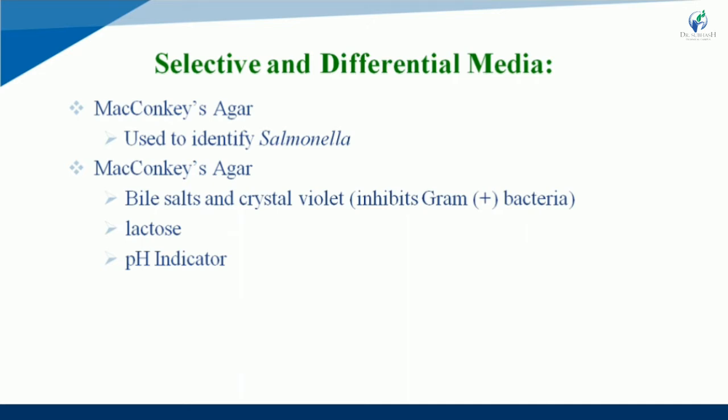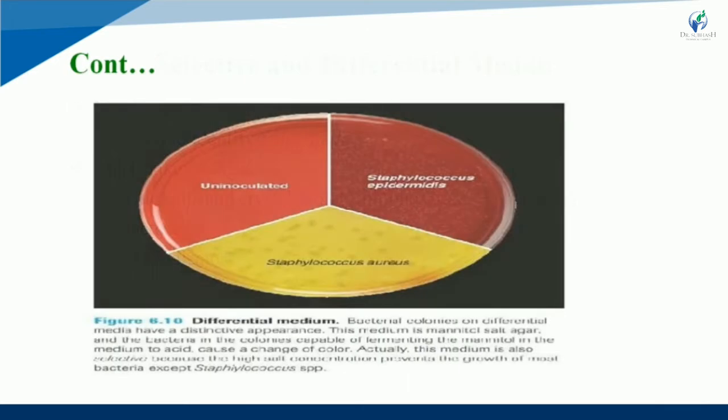MacConkey agar, which contains bile salt and crystal violet, inhibits gram-positive bacterial species, and it also contains lactose as well as a pH indicator. That is the figure of differential medium.